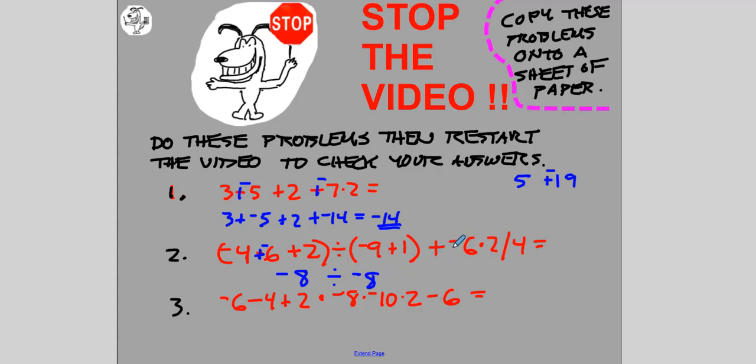Then I have here plus -6 times 2 divided by 4. Well, that's -12 divided by 4. 12 divided by 4 is 3. -12 divided by 4 is -3. So I have -3 or plus -3. So now my next step, division takes priority over addition. -8 divided by -8. Anything divided by itself is 1. And a negative divided by negative is a positive. So this is 1 plus -3, which is -2.